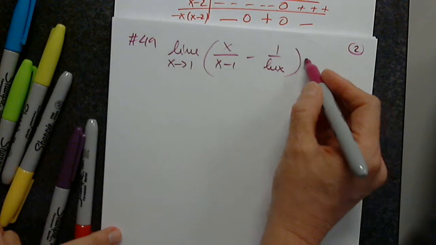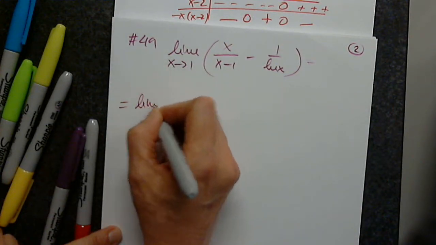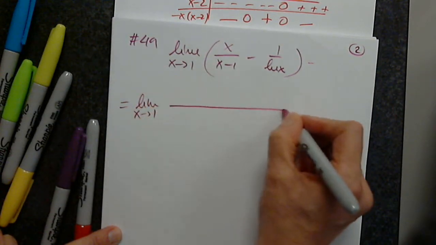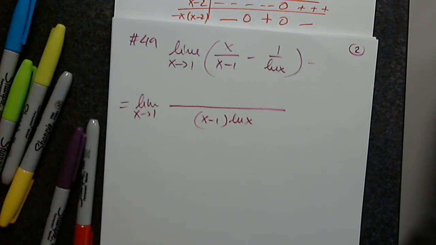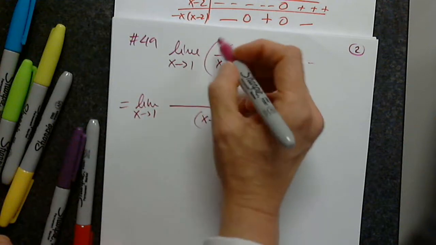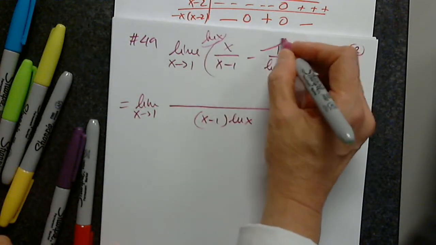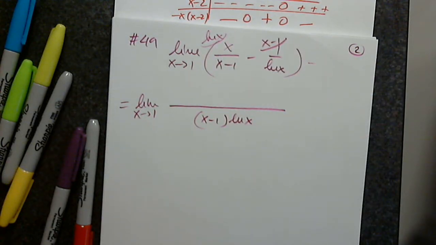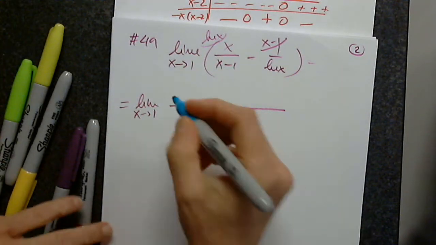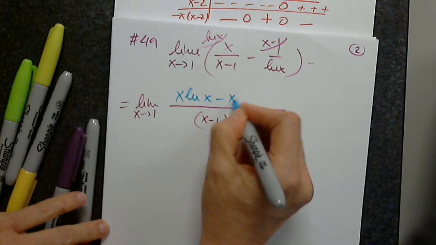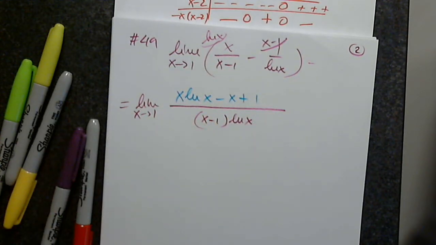So the only chance we have in this situation is to find the least common denominator, which is x minus 1 times natural log x. Multiply the top of the first fraction by natural log x and the top of the second fraction by x minus 1. So then we have x natural log x minus x plus 1. So far, so good? This is, I think, where we left it off last time.